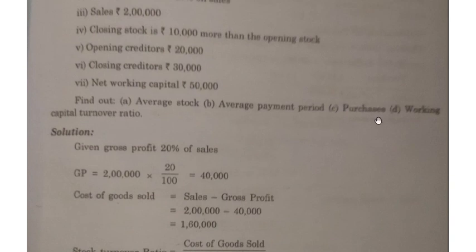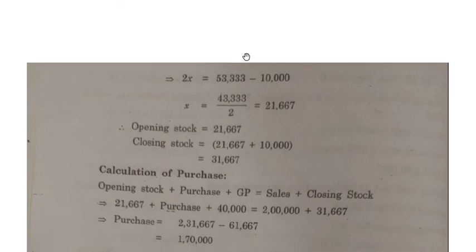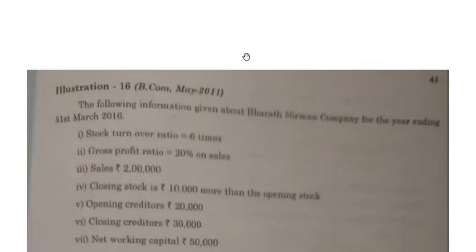Okay, and now what is the next thing that we are supposed to calculate? Average payment period, purchases, working capital. Next, what information have they given? Closing stock is 10,000 more than the opening stock. So whenever they give closing stock is more than the opening stock, I have always told you all, consider any one of the factors to be X. So let opening stock be X. They have told closing stock is 10,000 more than opening stock. So closing stock is equal to X plus 10,000.